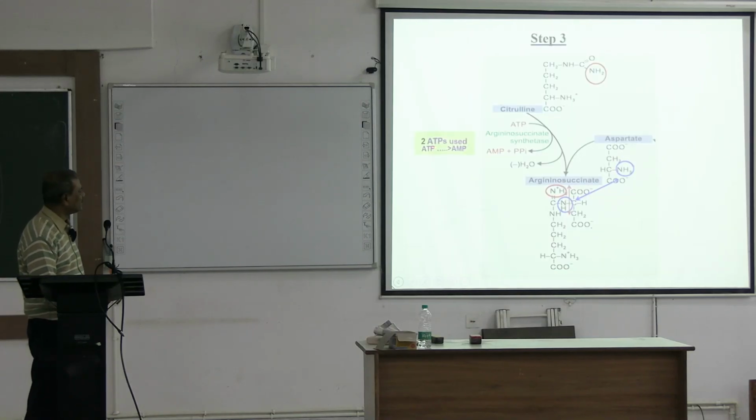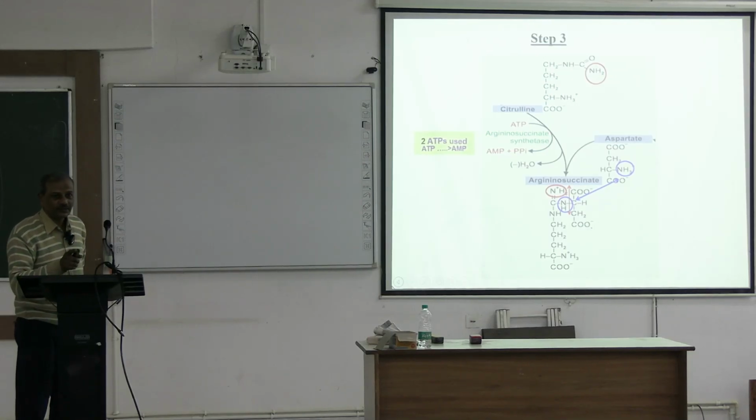Step 3. Now, here you see citrulline was formed. From citrulline to argininosuccinate, ATP is required. ATP is getting converted into AMP, meaning ATP to ADP, ADP to AMP. That means 2 molecules of ATP are basically consumed. 2 high energy phosphate bonds are actually required.